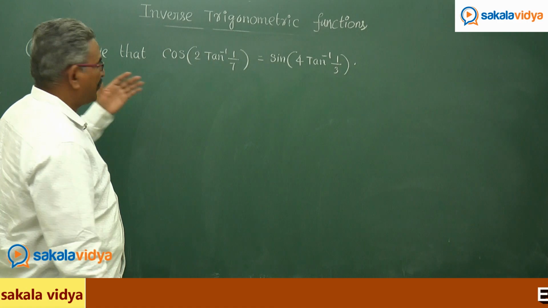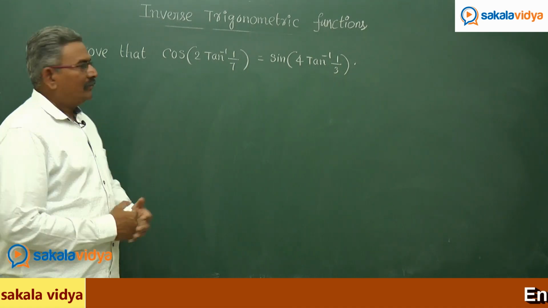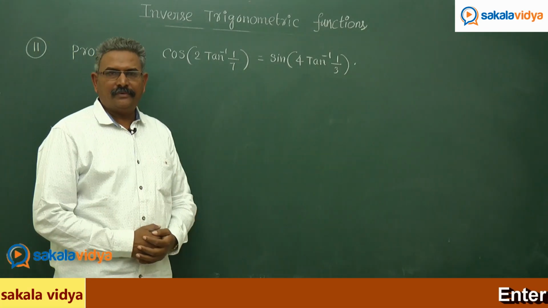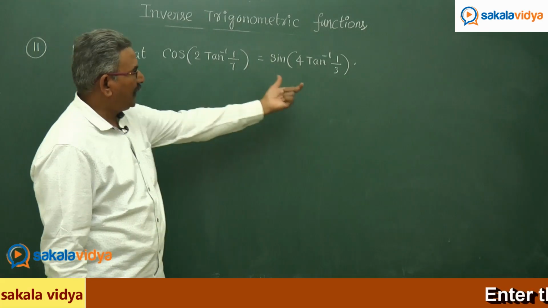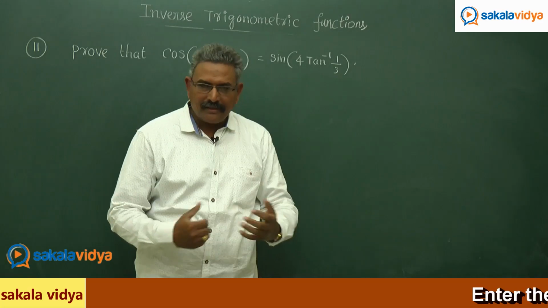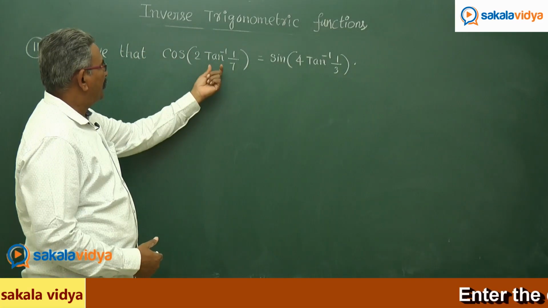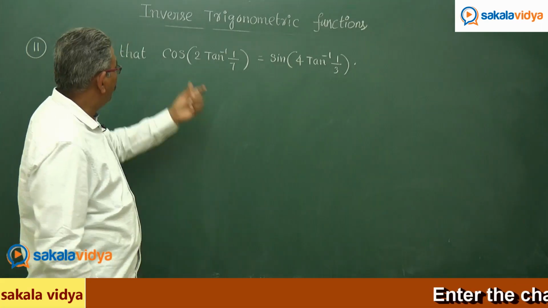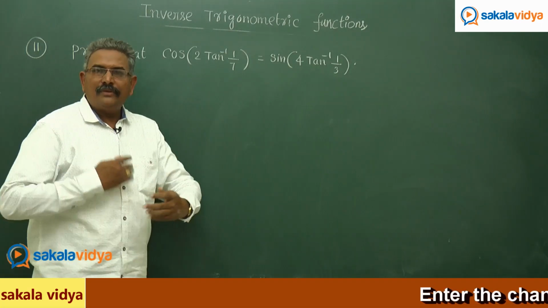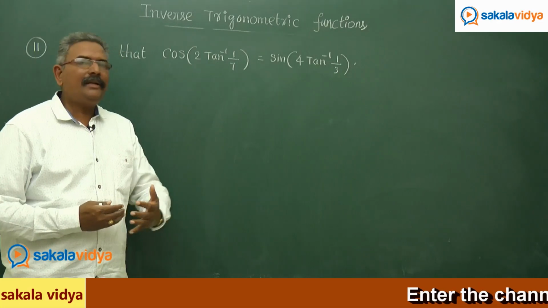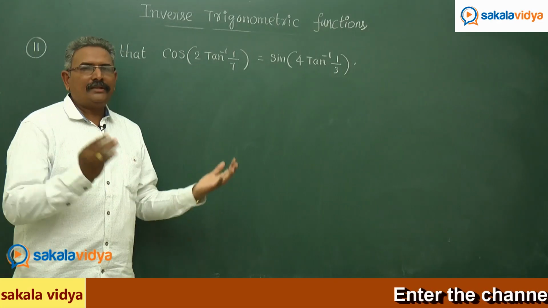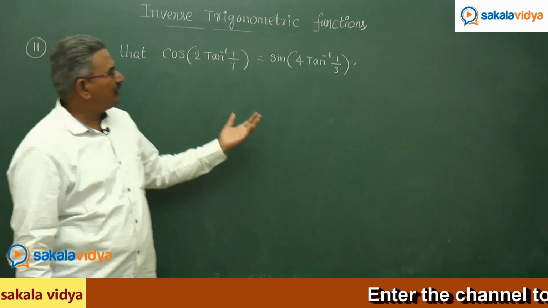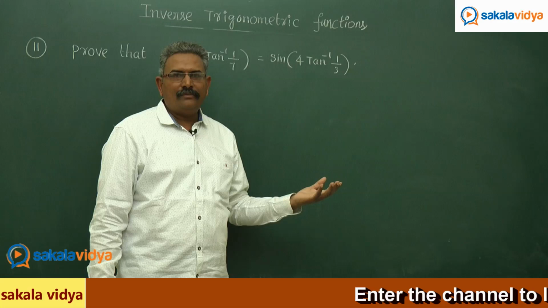So let us proceed for next problem. Prove that cos of 2 tan inverse 1 by 7 equals to sin of 4 tan inverse 1 by 3. Here, first let us assume tan inverse 1 by 7 is equal to alpha, here cos 2 alpha. We have to express cos 2 alpha in terms of tan alpha so that the value of left hand side can be evaluated. Now you say tan inverse 1 by 3 is equal to beta.